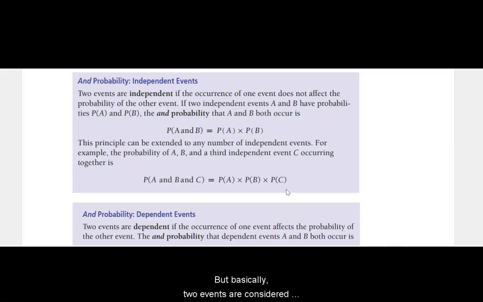But basically, two events are considered independent if the occurrence of one event does not affect the probability of the other event. That's why we have to talk about independent versus dependent, because with the "and" probability questions, there is a difference with the formula. If they are independent, so one probability is not affected by the other, then the probability of A and B is just the probability of A times the probability of B. And this would continue no matter how many events you have. You can see it would just keep going.